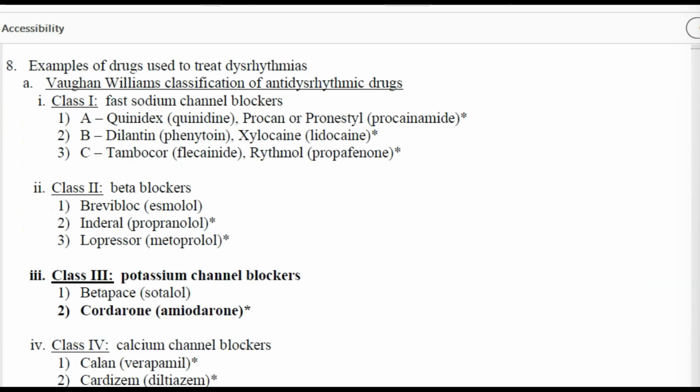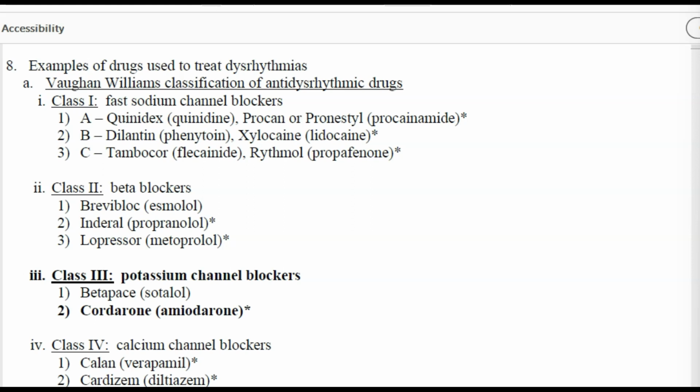Next, we're going to be talking about examples of drugs used to treat dysrhythmias, and when it comes to that, we also want to make sure that we know what they are classified as, pertaining to the Vaughan-Williams classification of antidysrhythmic drugs. So we have class 1, 2, 3, and 4. First, let's talk about class 1.